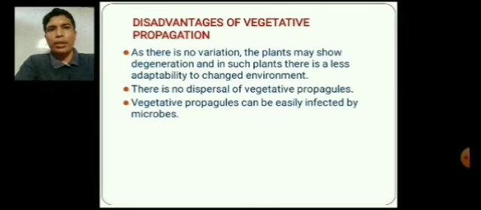Now let us know the disadvantages of vegetative propagation. Number one, as there is no variation, the plants may show degeneration, and such plants have less adaptability to a changing environment. There is no dispersal of vegetative propagules. Lastly, vegetative propagules can be easily infected by microbes.